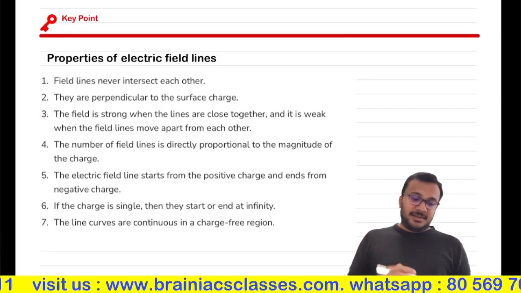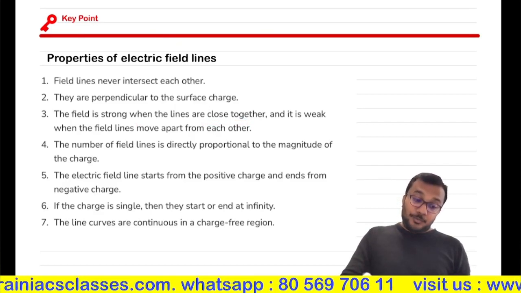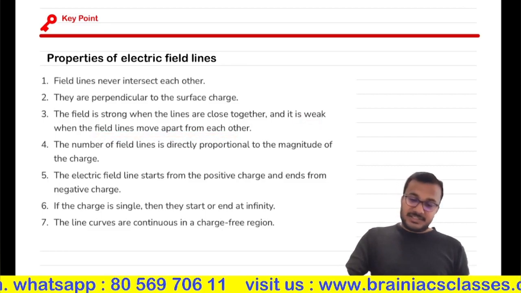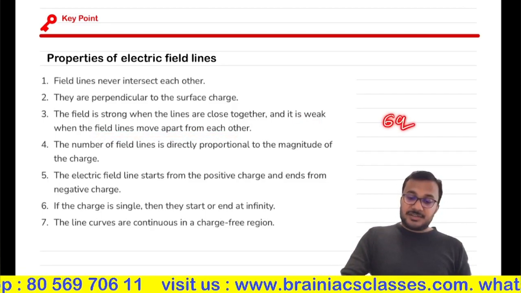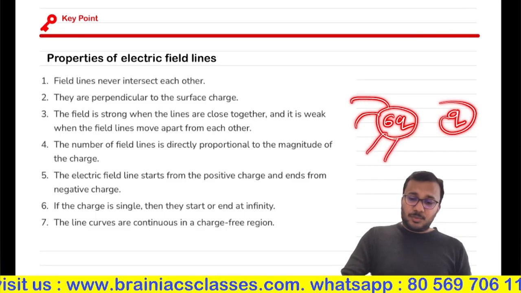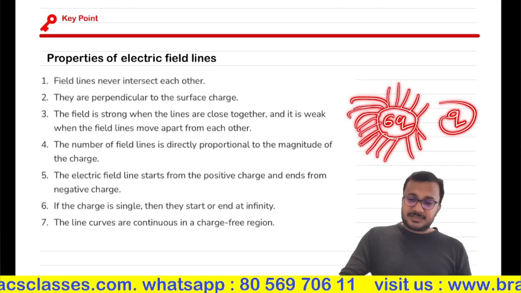Property number 3. The fields are strong when the lines are close to each other and weak when the field lines move apart from each other. Which means if you have a Q charge, then a 6Q charge, you will have more number of electric field lines here. More number of electric field lines.